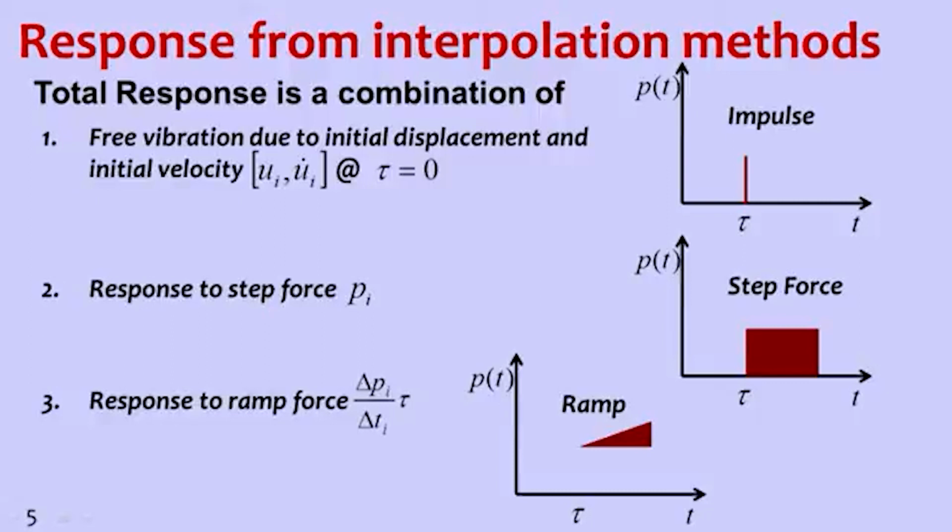Ramp force is delta Pi by delta ti into tau. This is a ramp force. So three things are there: response to free vibration at this location, because actually the force is coming and stopping at this point. So from here we are interested at this point. From here there is free vibration, that component we want, and then suddenly there is a step force at that point, and then ramp is also there in that. So these three quantities we need to find out.